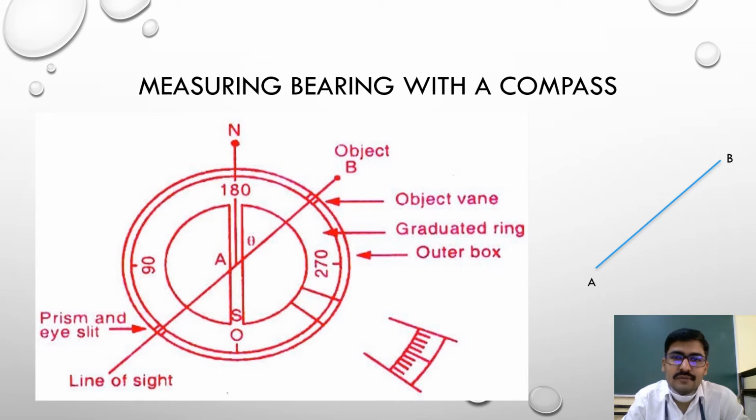So you are supposed to fix up the compass to the tripod leg and keep the tripod leg exactly over point A. So when you drop the stone from the center of the compass, it should fall on point A. If it is not falling on point A, then you are supposed to move the compass in a way to get the stone falling on exactly point A. So this is one thing you need to do, that is centering.